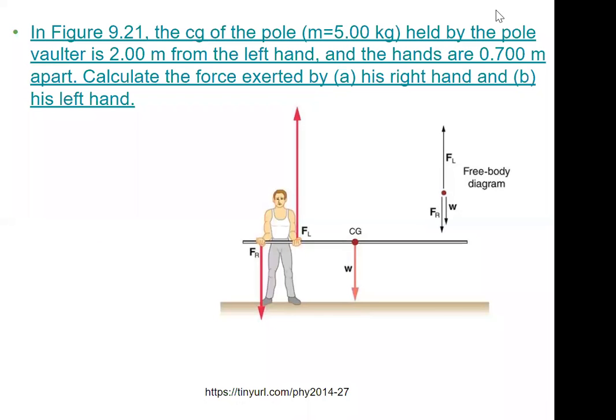This one says, in this figure, found out of the textbook, the CG means center of gravity or center of the mass. So it's located over here. And this pole is 5 kilograms in mass. It's held by the pole vaulter at these two locations: 2 meters away from the left hand and 0.7 meters away from the right hand. So from the right hand here, this is 0.7 meters, and from here to the left hand, this is 2 meters. Calculate the force exerted by his right hand and left hand.